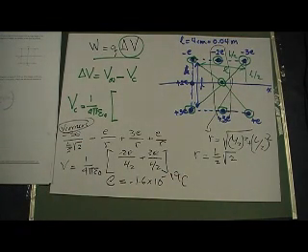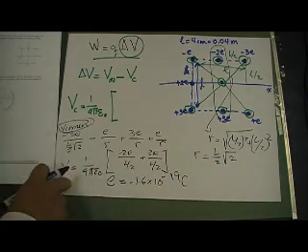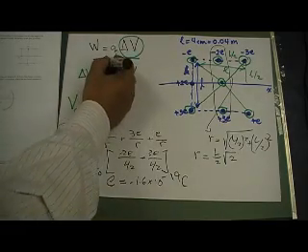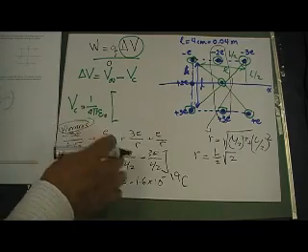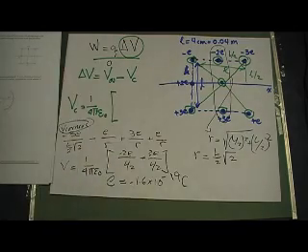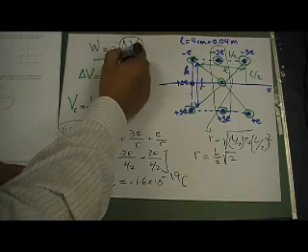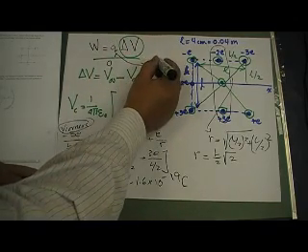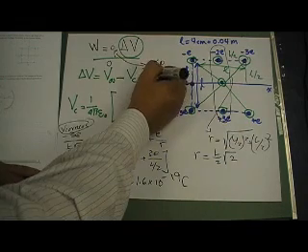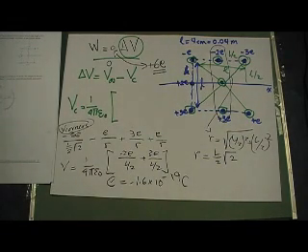So once you found that, that's delta V, because V final at infinity is 0, and your V center is equal to this. Then you multiply it by Q. The charge is plus, so this Q here is really plus 6e. So you multiply it by 6e to find the work, which is equal to that. Okay, and that's it for this question.